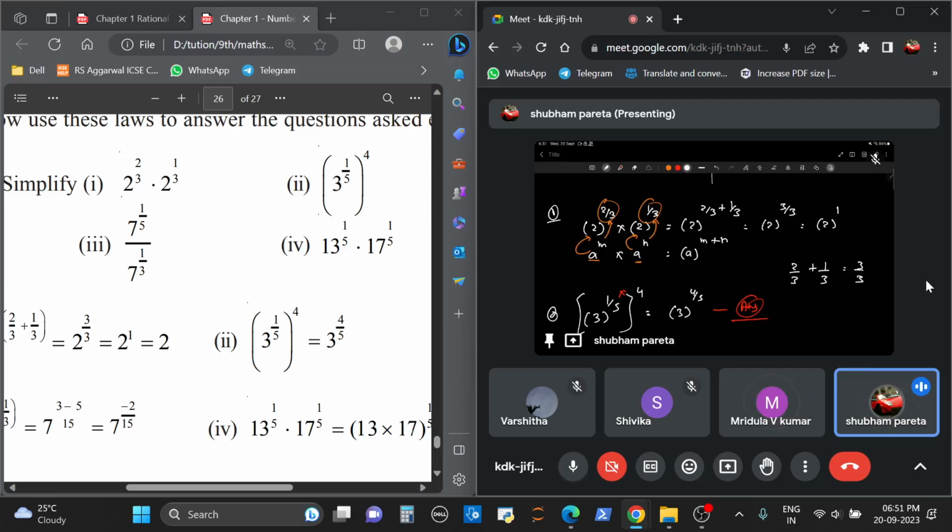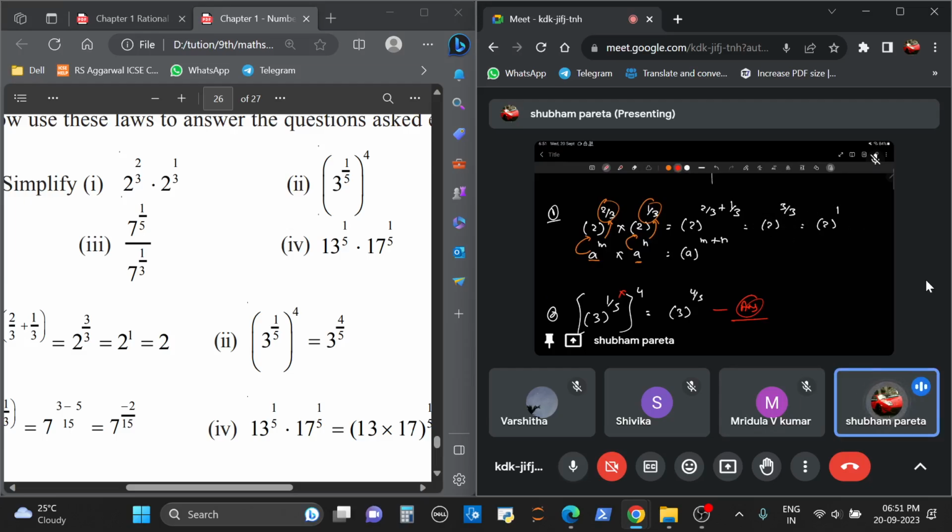No, sir. You know how to take the LCM and then how to add, and then you get this answer. You know this concept? Yes, sir. Okay, so now finally we are reaching the result as 2 to the power 3 by 3, which means 2 to the power 1, isn't it?